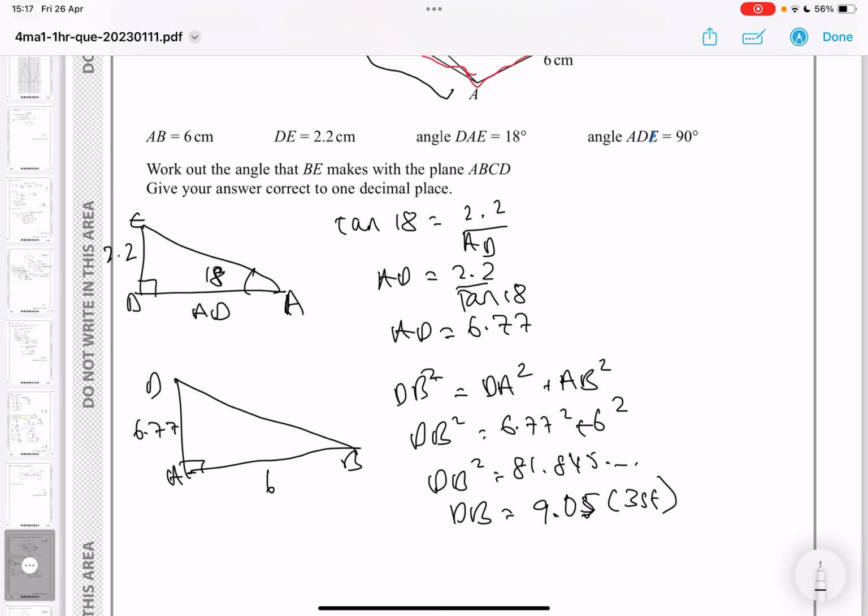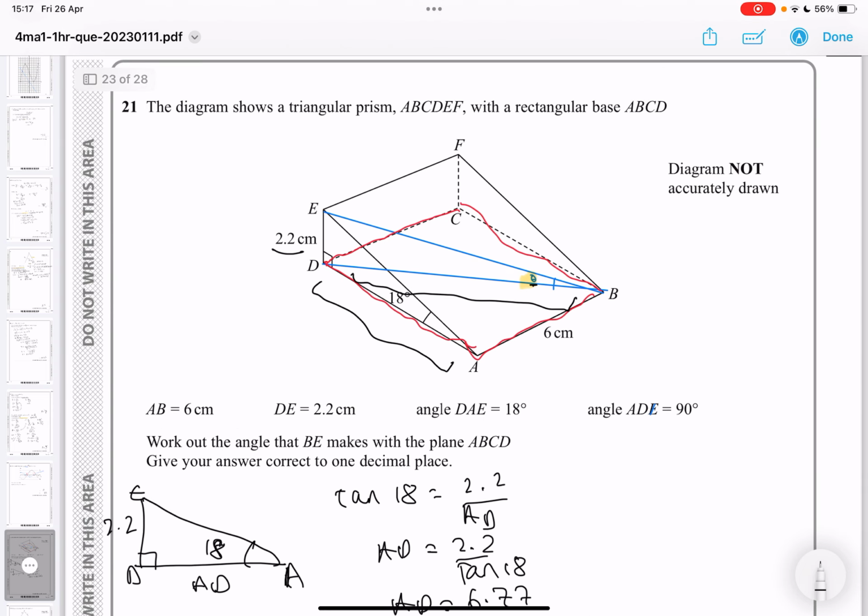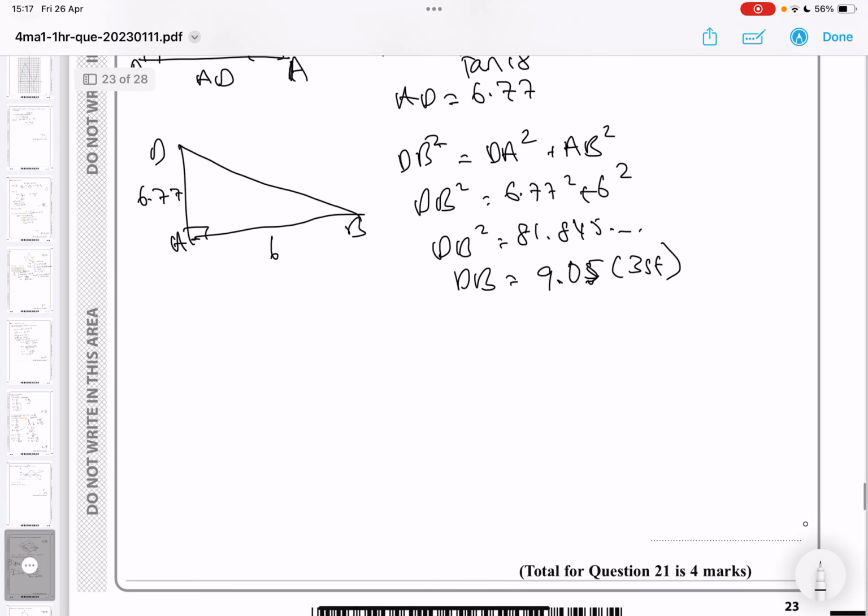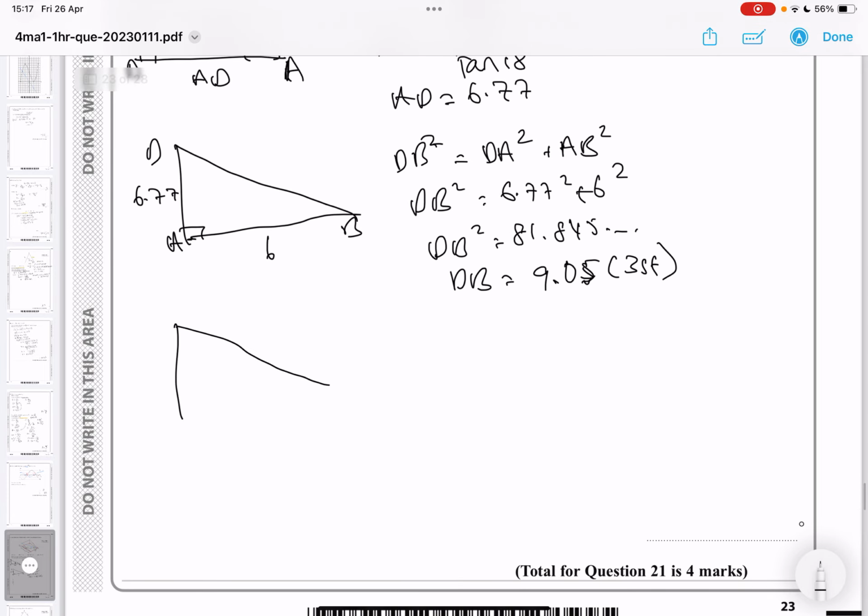Okay, and now that I've worked out what DB is, I can use trigonometry to work out this angle, theta, okay? Now let me draw that triangle. These are not very good triangles, but I hope you guys understand what I mean.